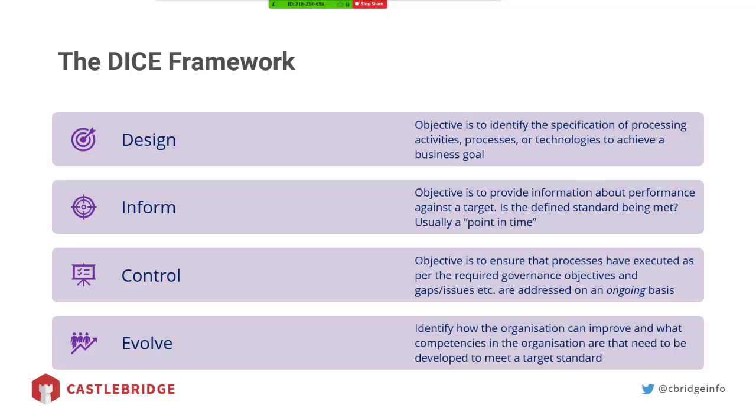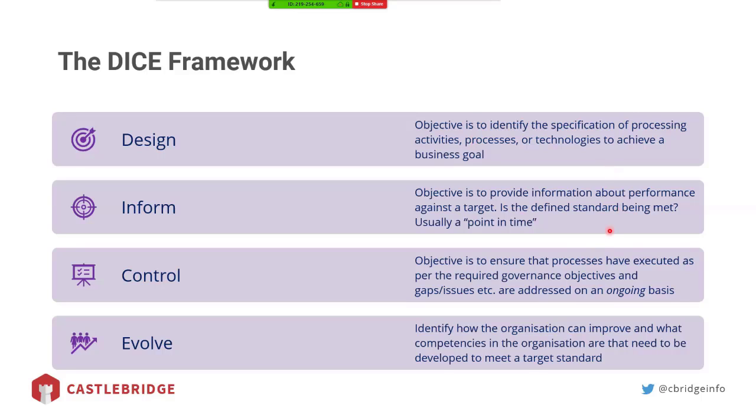When we look to design something, our objective is to identify the specification of the processing activities, the processes or technologies that are achieving a business goal. So we're designing what those things are, and we're trying to get the spec right. Now, people ask me, when's the right time to do a privacy impact assessment? I always say, usually six steps in the project earlier than when someone came to you saying, should I do a DPIA? I've done some work with Public Affairs Ireland training procurement managers in public sector bodies, for example, on the role of a DPIA in setting the specification for procurement tenders.